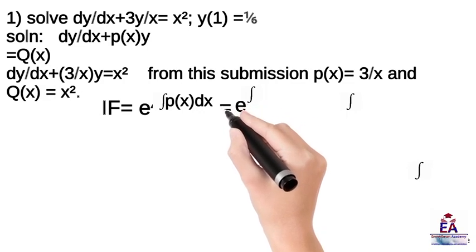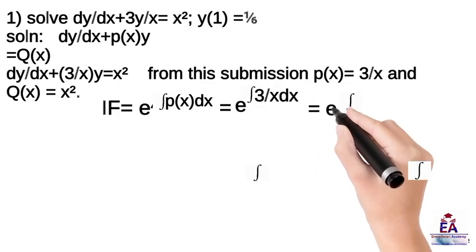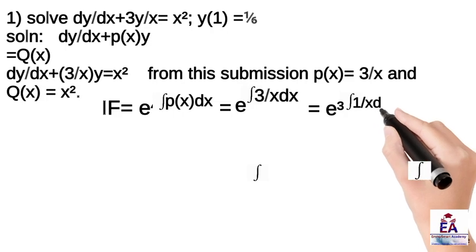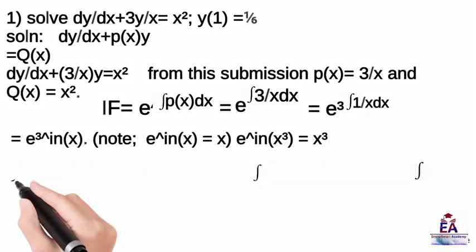So from this, p of x is equal to 3 over x, and q of x is equal to x squared, right? So the integrating factor will now be e raised to the integral of p of x dx.